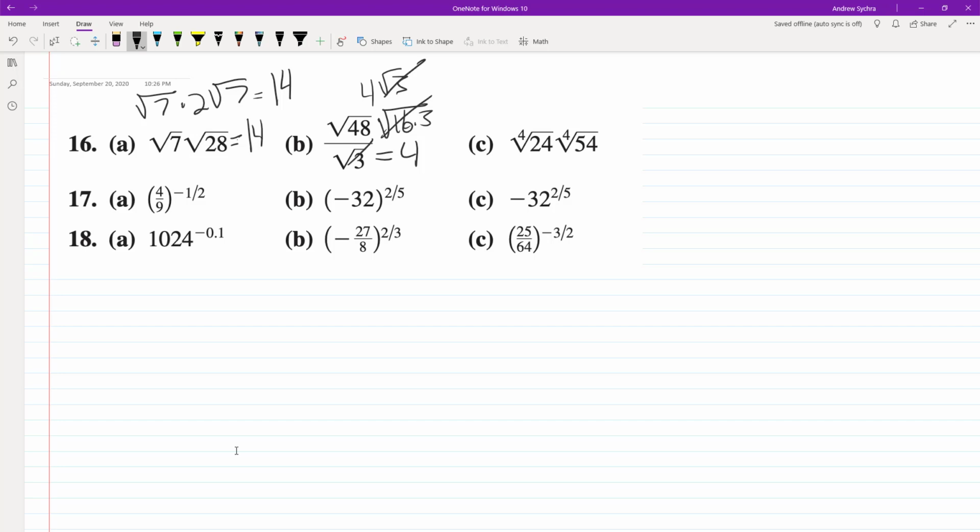So we can break this down. This can be broken down into 1296 raised to the 4th, which can be broken down into 36 squared raised to the 4th. This is equal to the 4th root of 6 to the 4th, which just becomes equal to 6.